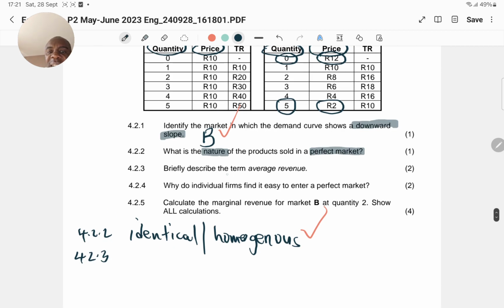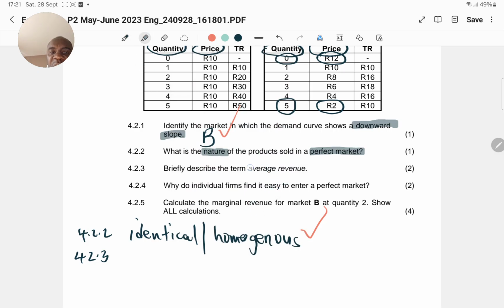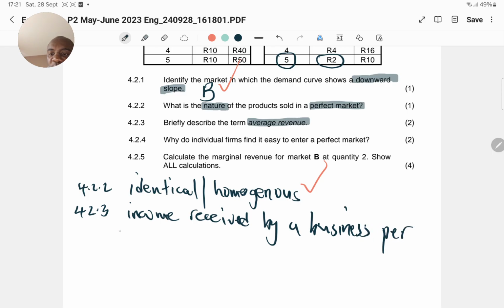4.2.3. Briefly describe the term average revenue. What is average revenue? Average revenue is income received by a business per unit sold. So for each and every unit that you sell, how much are you going to receive from your customers? That becomes your average revenue.